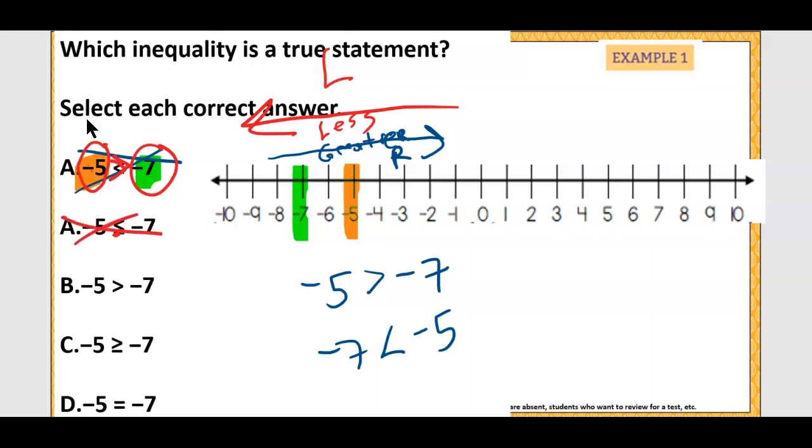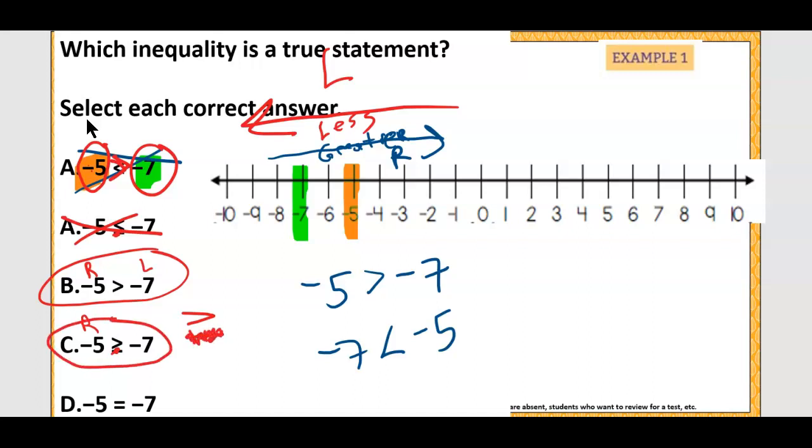So that's not it. Is -5 greater than -7? Yes, it is, because it's to the right. Greater to the right, less is to the left. True. -5 is greater. It's not equal to. What this means is greater than or equal to. If it's one or the other, it's still true. Since it's greater than, this is true, even though it's not equal to.